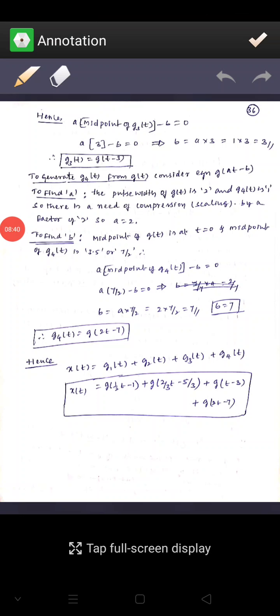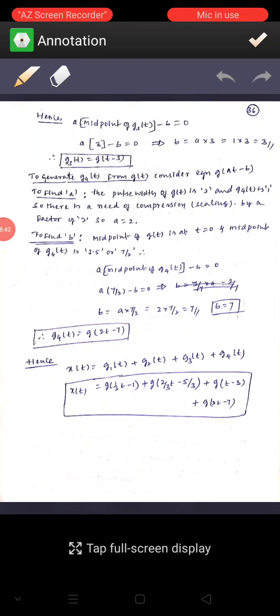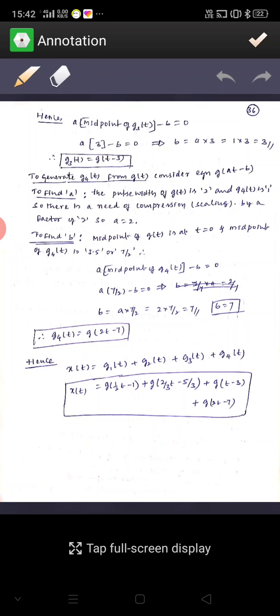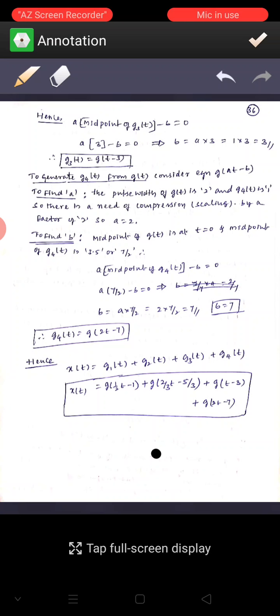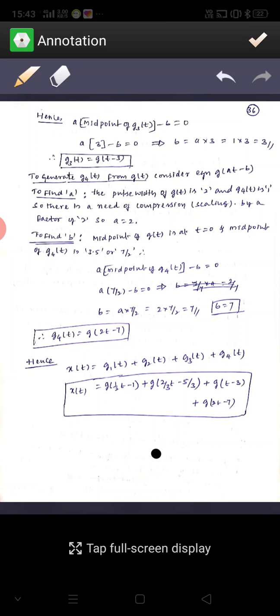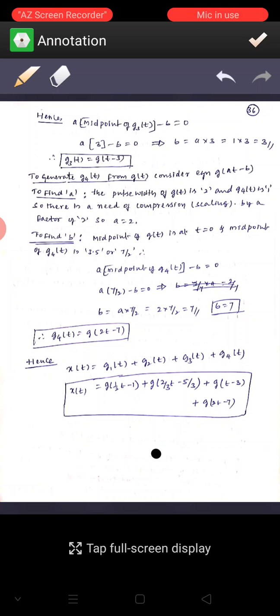Anyhow, since there is no expansion or compression, we will see that it is shifted. A times the midpoint of g3 of t minus b is equal to 0. What is the midpoint of g3 of t? That is 3. So b is equal to a into 3, which gives 3. So g3 of t is equal to g of t minus 3. See, the coefficient of t is equal to 1, indicating that there is no expansion or compression. Minus 3 means the original signal g of t is shifted towards the right side by 3.